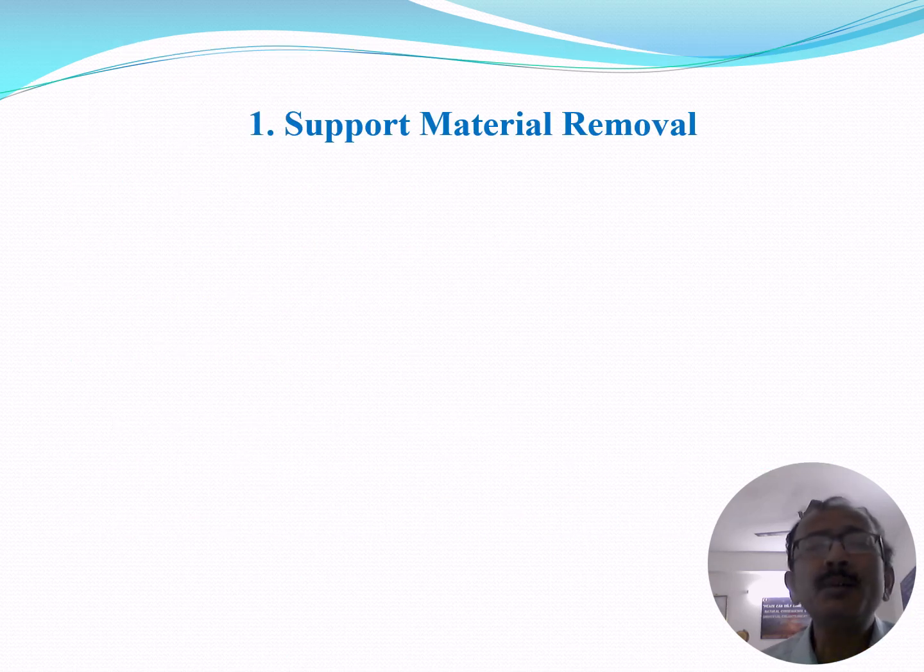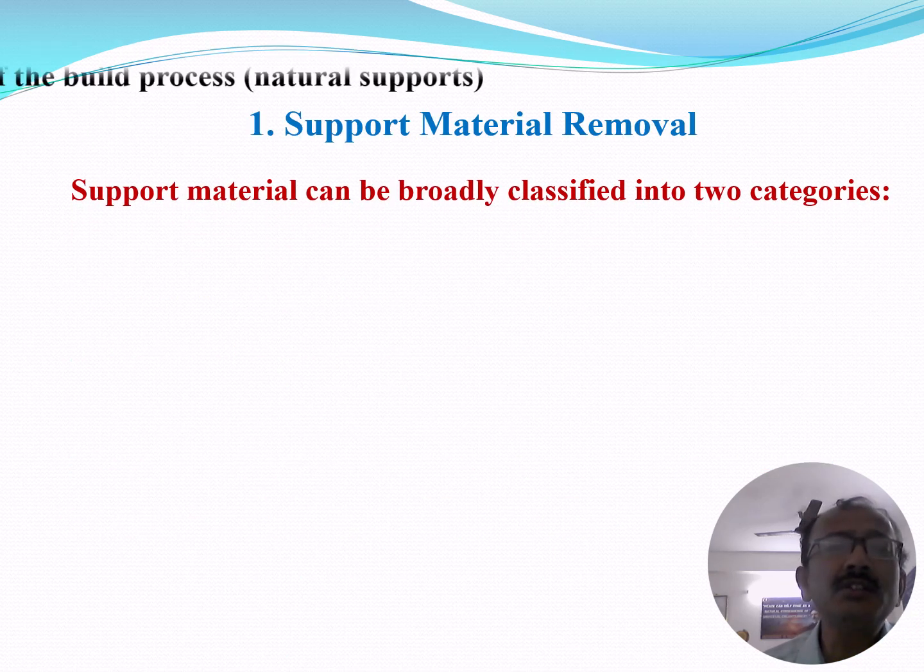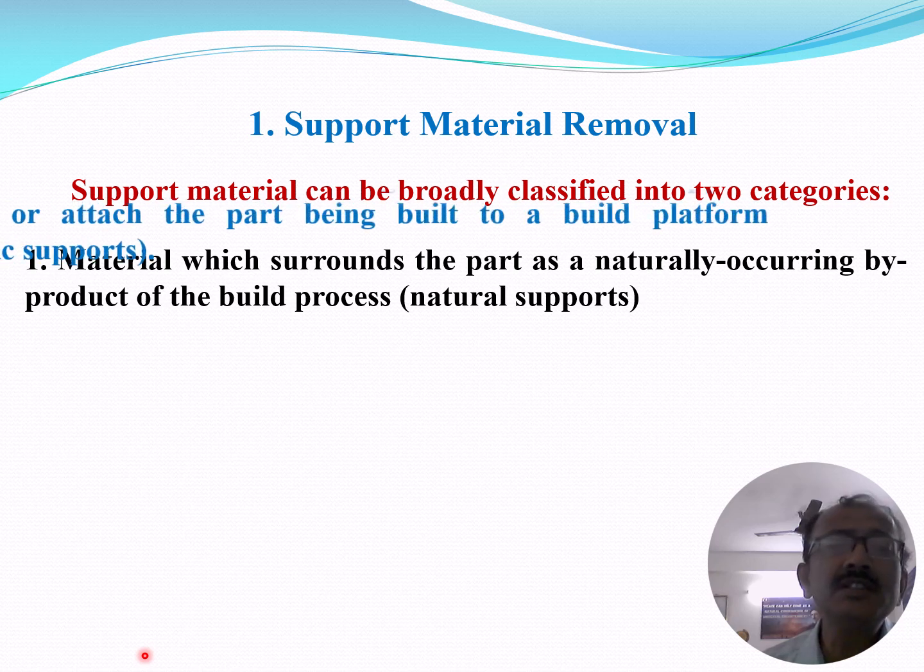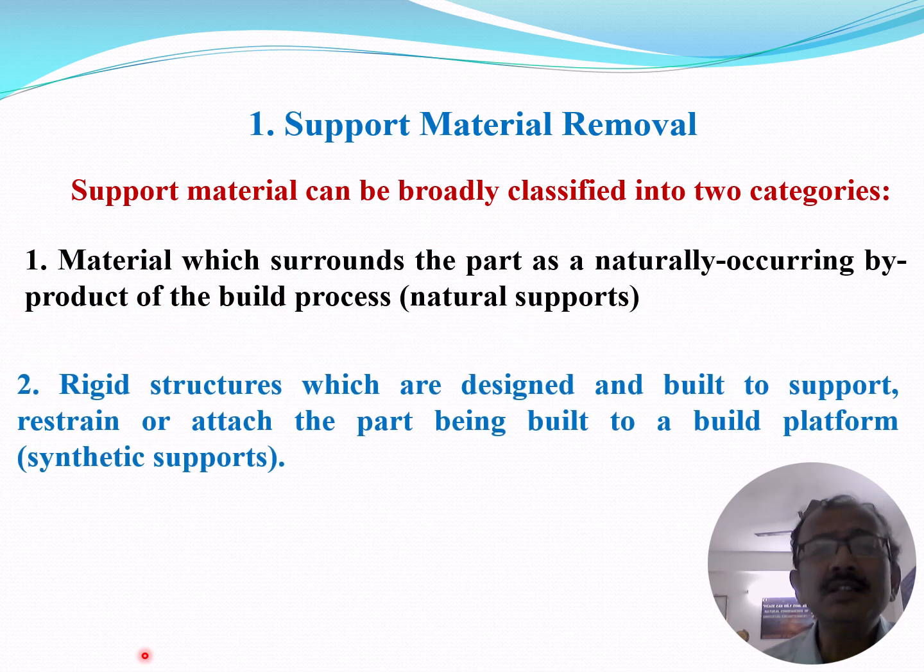Now the first one is the support material removal. What is support material removal? The support material can be broadly classified into two categories. Number one, material which surrounds the part as a naturally occurring byproduct of the build process, that is called natural support. One is the natural support, another one is the synthetic support.